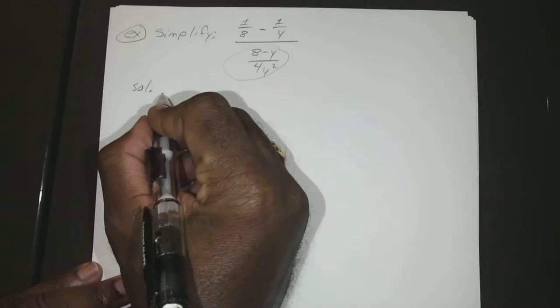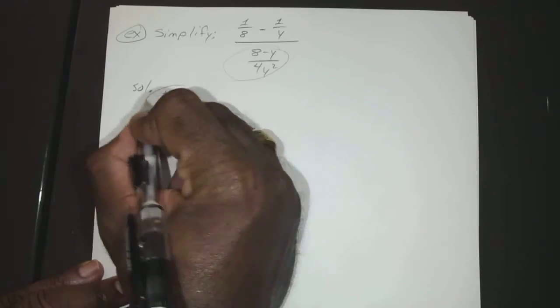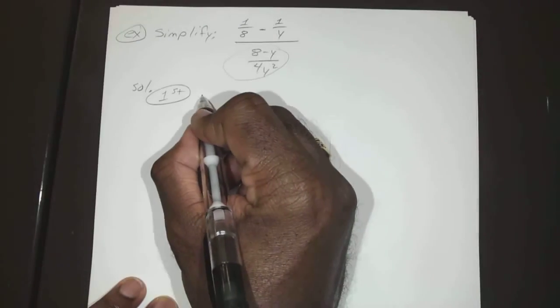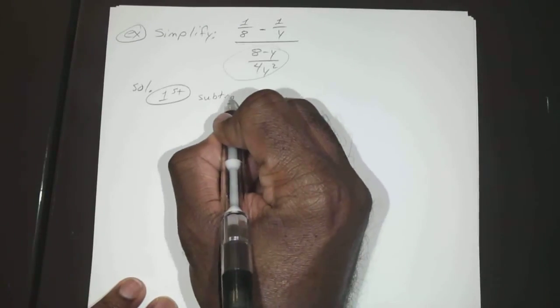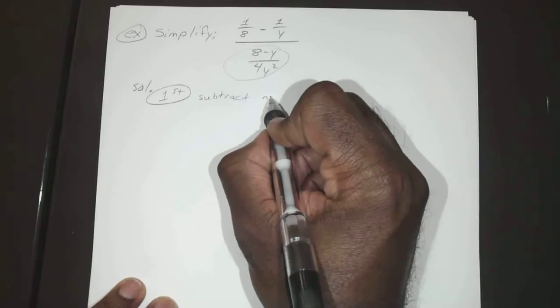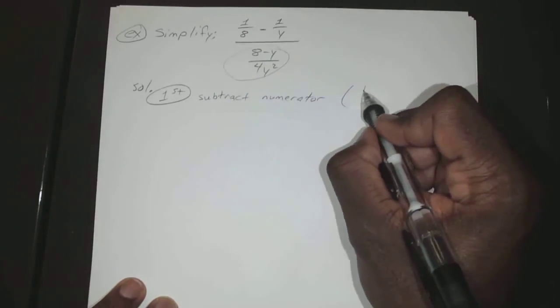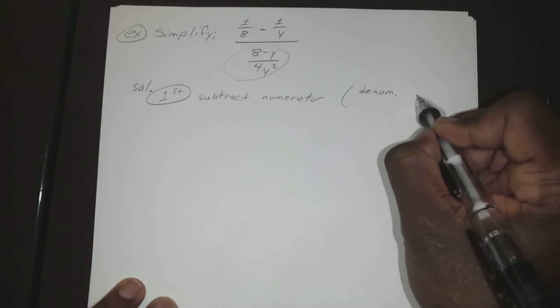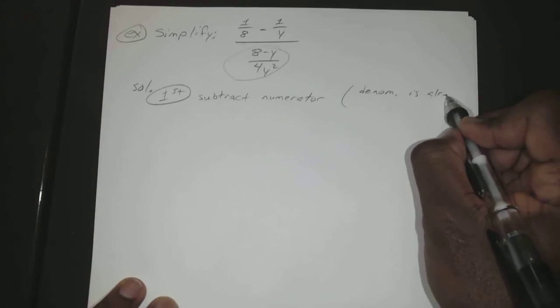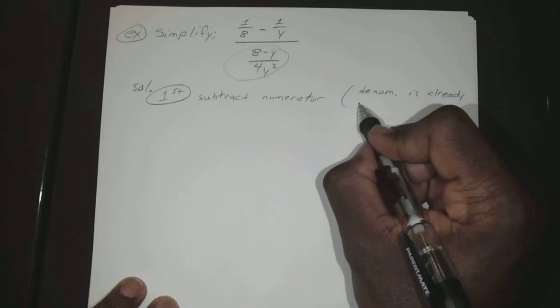All right, so starting on this one, first step, in this case, we just have to subtract our numerator, since our denominator is already a single fraction.